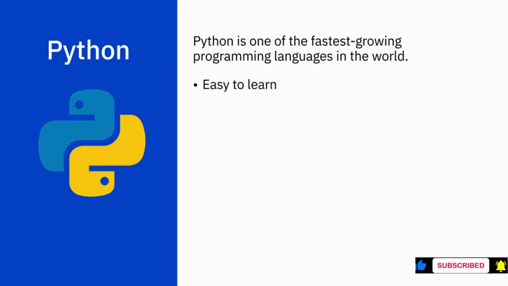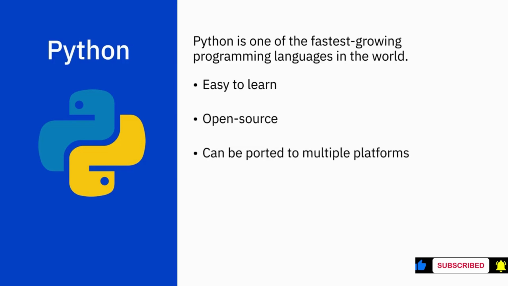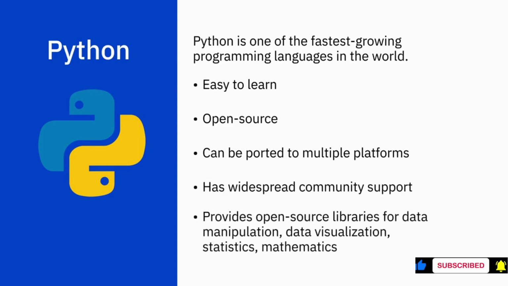With Python, you have the advantage of using fewer lines of code to accomplish tasks, compared to other languages. It is open source. Python is free and uses a community-based model for development. It runs on Windows and Linux environments and can be ported to multiple platforms. It has widespread community support with plenty of useful analytics libraries available. It has several open-source libraries for data manipulation, data visualization, statistics, and mathematics, to name just a few.